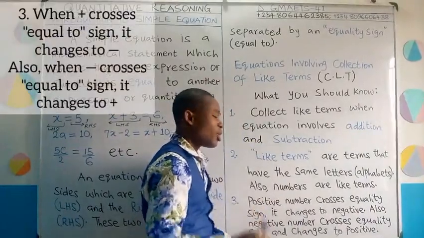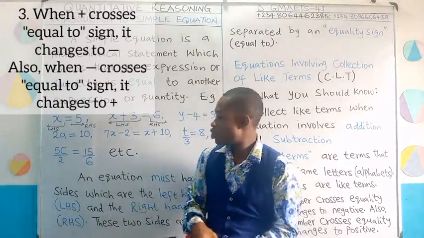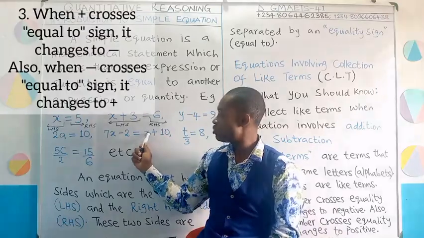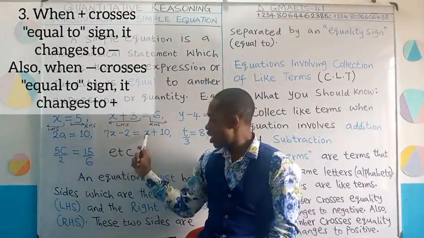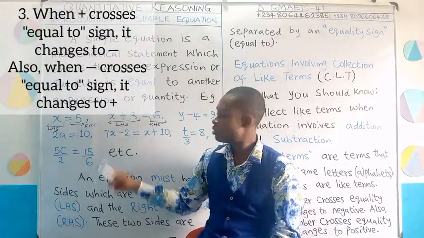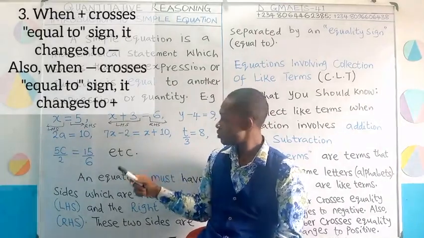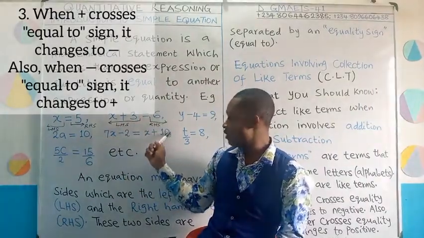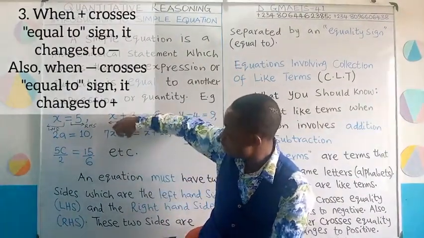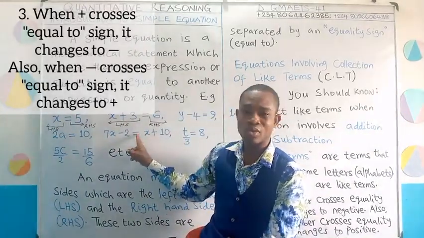Number 3. When you are collecting these like terms, numbers or alphabets will be crossing the equality sign. Like this one, I say this x should be taken to the left. If you are moving this x to the left, it must cross this equal to. I also told you that this minus 2 is a number. It is a like term of this 10. So this minus 2 will be taken from the left to come to the right. If you are to move, let's assume that you hold this 2 now and you are dragging it to the right hand side, it must cross this equal to.